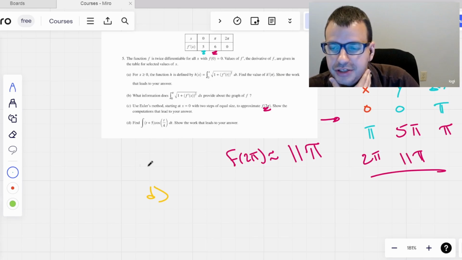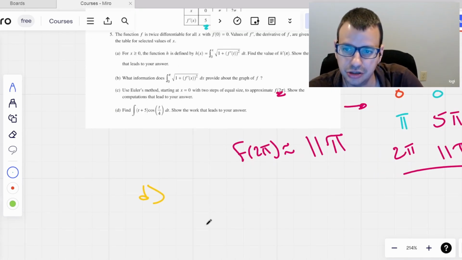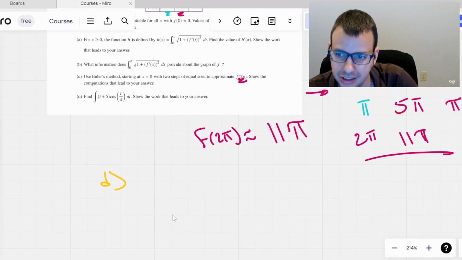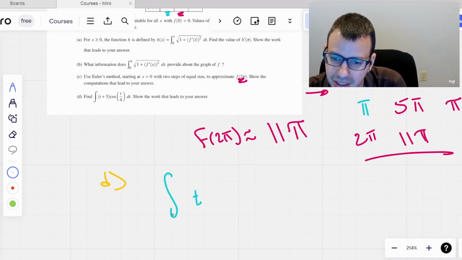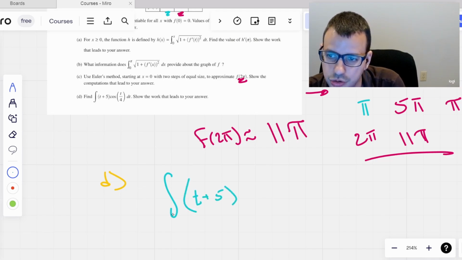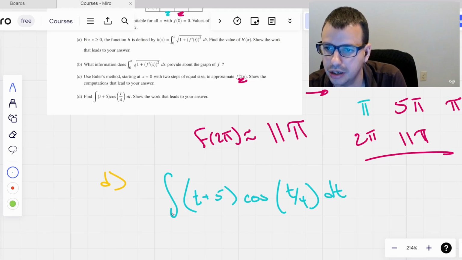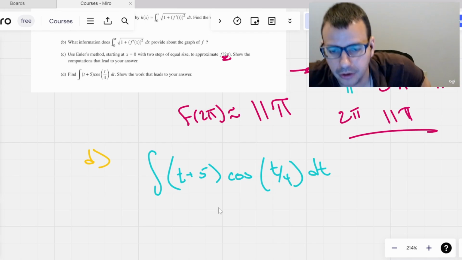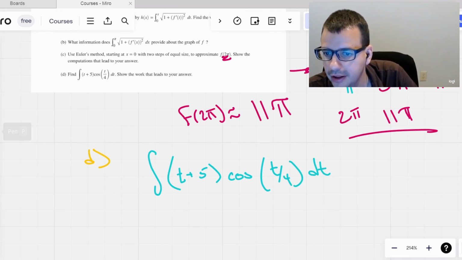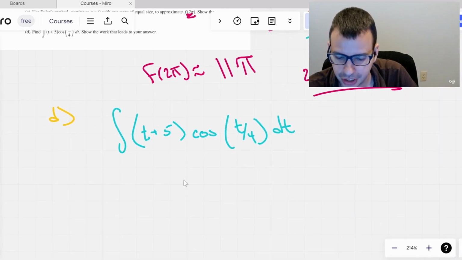Find the integral of t plus 5 cosine of t over 4. Show the work that leads to your answer. All right, so this is almost like a completely different question. It might be what they used to create the table, I don't really care. As far as we're concerned, we're just finding an antiderivative here, an integral, if you will. So this looks like integration by parts, so that's how I'm going to approach it.